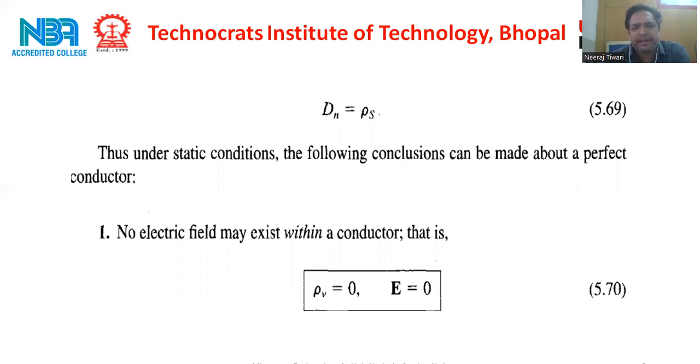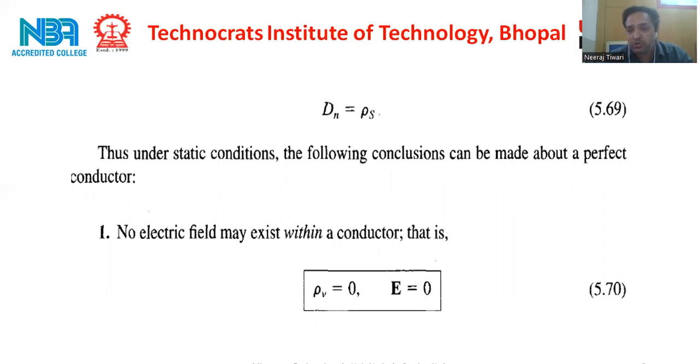So finally, you can write that Dn is equal to rho s. So what conclusion have we got from the boundary conditions formula? First one is no electric field may exist within a conductor. That's true. No electric field can exist within a conductor, or you can say inside the conductor. That means E is equal to 0.